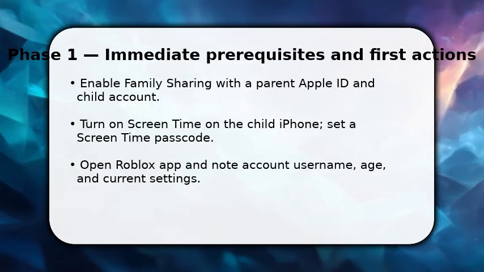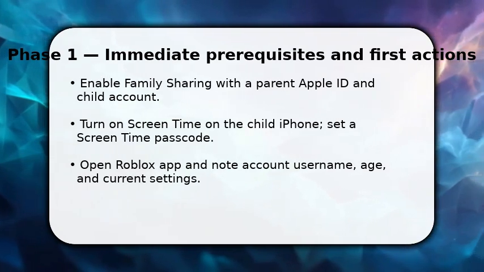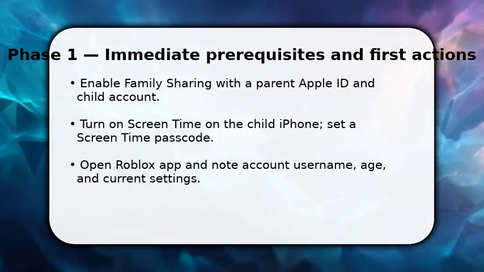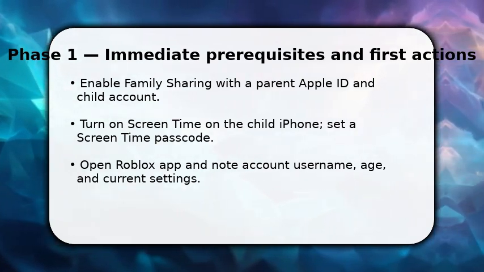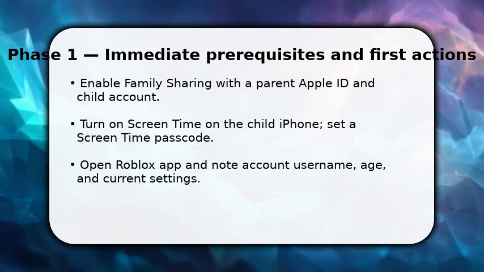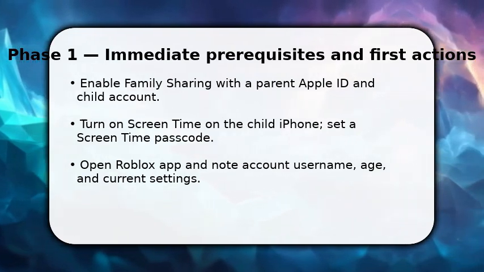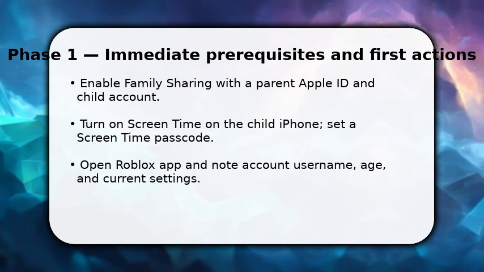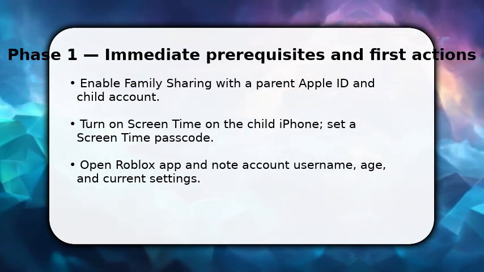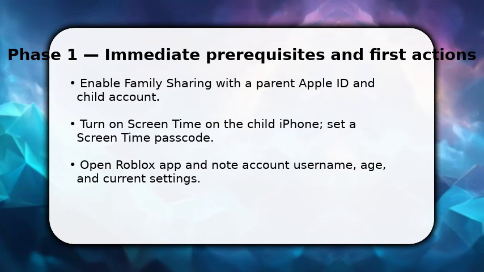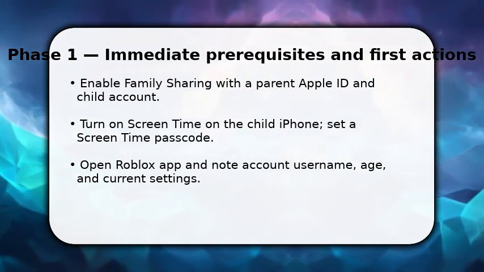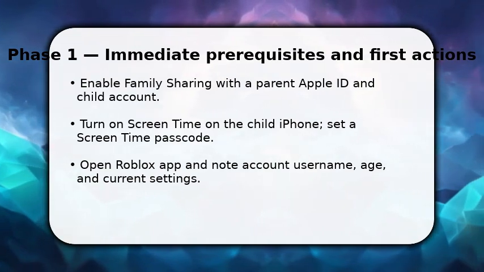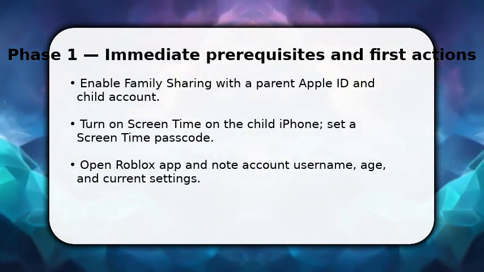You begin by confirming the essentials. Enable family sharing and create the child Apple ID because you need parental control authority. Once done, turn on screen time on the child iPhone and set a 4-digit passcode you will remember but they will not. Then open Roblox and note the account name and age settings. This matters because Roblox applies age-based defaults. Make sure both devices are online so family sharing and screen time sync immediately.